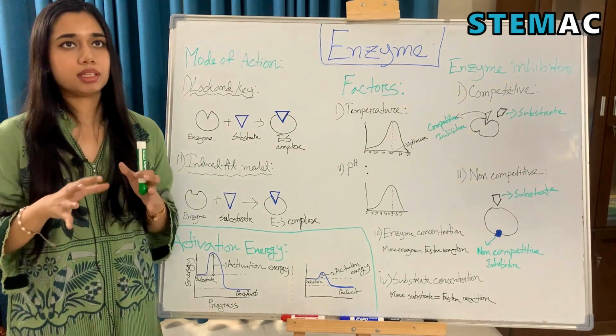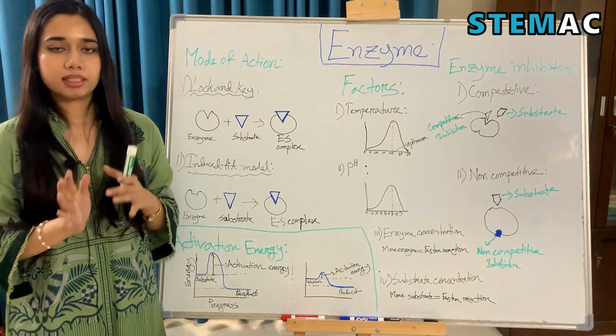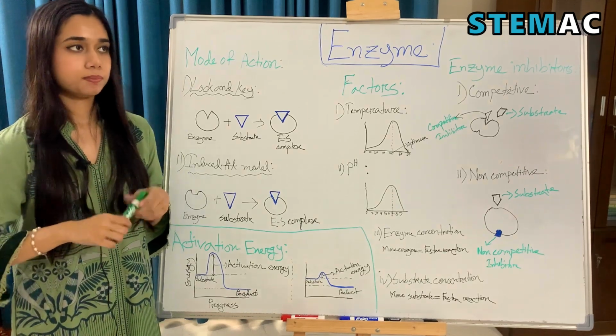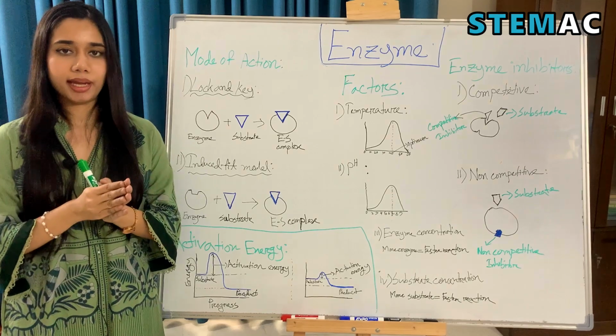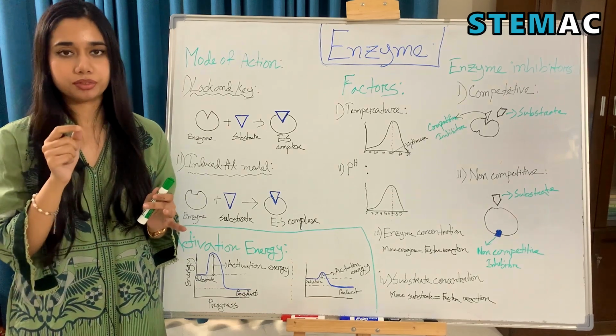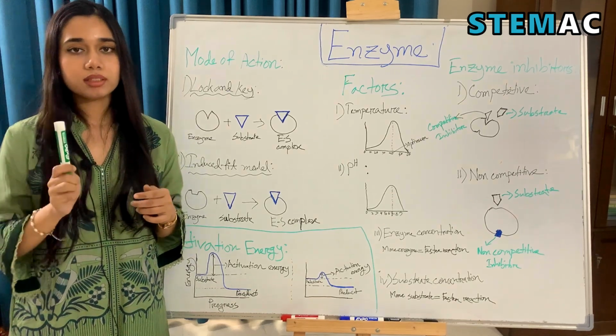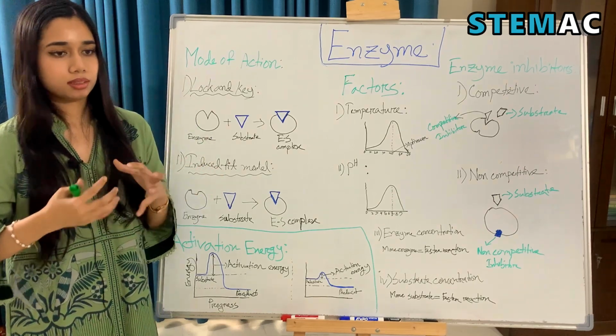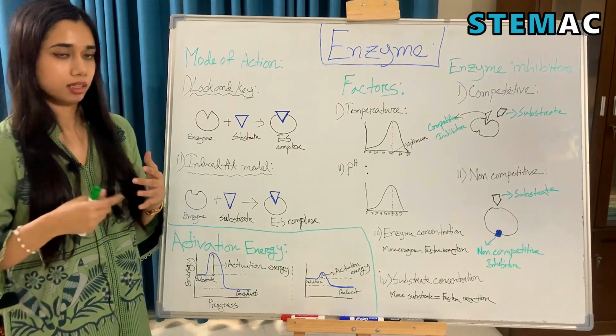So here the substrate is acting like a key to fit a lock, right? And here the enzyme will act only on one type of substrate, because only the substrate with the correct shape will fit in it. So it's very rigid, right?